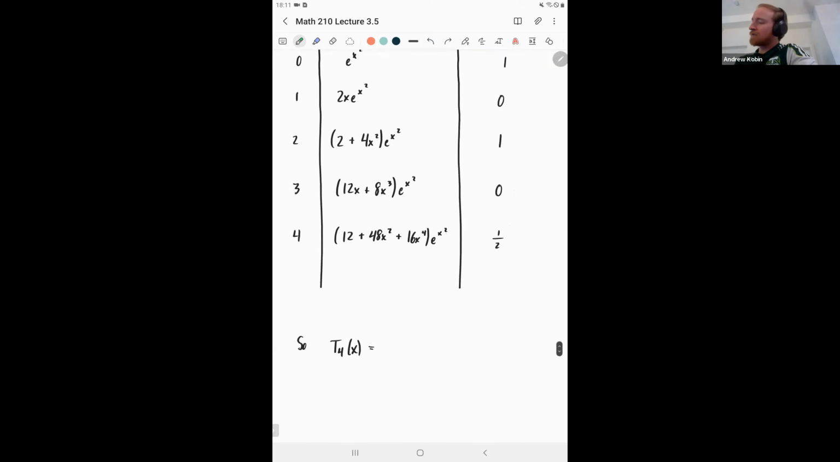And if all I wanted to do was to write down the 4th Taylor polynomial, I could do that. The constant term is 1 times x to the 0. There's no x to the 1 term. The x squared term is 1 times x squared. There's no x cubed term. And then the 4th term is 1 half x to the 4th. And if I said come up with an expression for Tn, the nth Taylor polynomial, we don't have enough information yet. That's really not enough for me to detect a pattern.